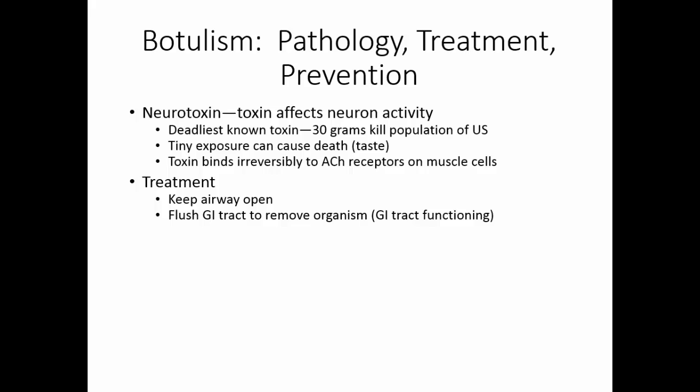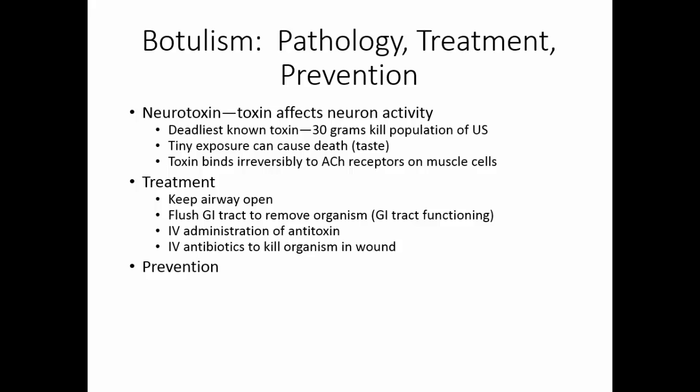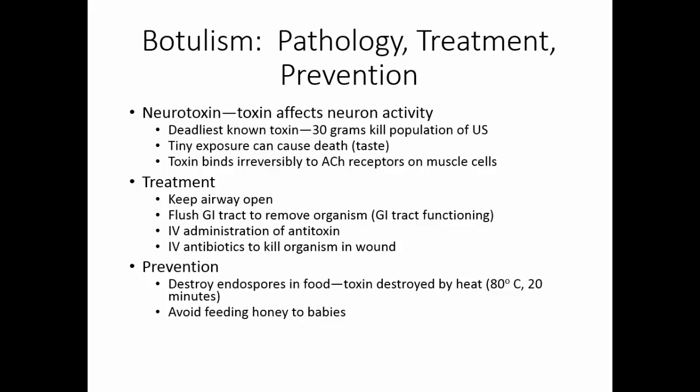In the case of an infant, they can repeatedly flush the gastrointestinal tract to try to remove the organism. The gastrointestinal tract does have to be functioning for this to work. Intravenous administration of the antitoxin can be done, and IV antibiotics can be given to kill the organism if it's in a wound. The best prevention is to destroy endospores in any food. The toxin can be destroyed by heating food to 80 degrees centigrade for at least 20 minutes. Also, because honey is the biggest source of these endospores for infants, avoid feeding honey to babies until they're at least a year old.